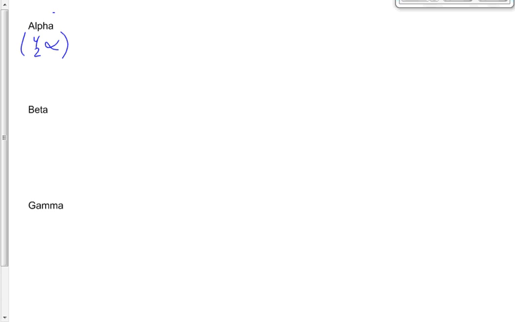An alpha particle has the notation 4,2 alpha. That means an alpha particle consists of 2 protons and 2 neutrons. An alpha particle is a piece of a nucleus that has broken off because the nucleus wasn't stable.